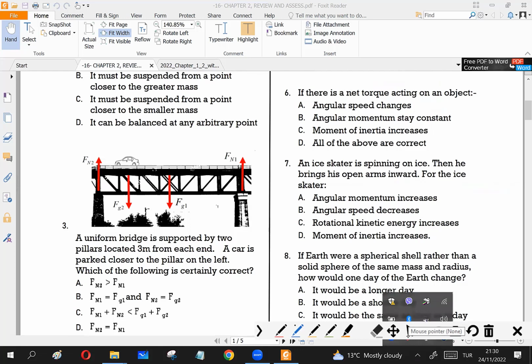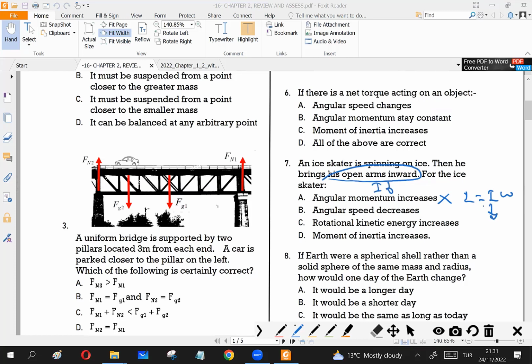Yes, as I said, angular momentum increases is not correct because on the ice net torque is 0. That's why angular momentum is constant. According to constant angular momentum, I times omega, when his arms come inward, I decreases. Decreasing I causes an increase in omega because L stays constant. Angular speed increases. B says angular speed decreases. Not correct.